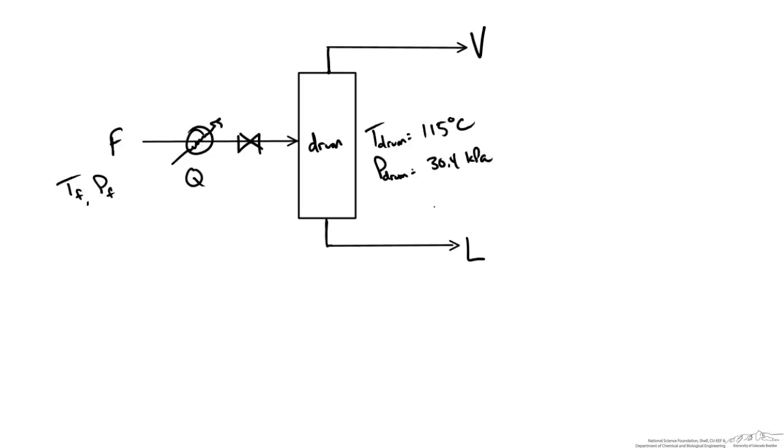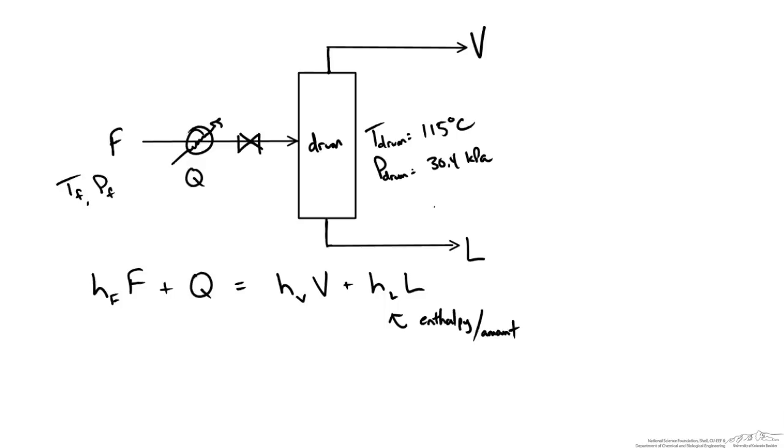So when we look at our flash tank, we could do an overall energy balance. And that says that the enthalpy of our feed times our feed flow rate plus any energy we add to it must be equal to the enthalpy of our vapor stream times our vapor flow rate plus the enthalpy of our liquid stream times our liquid flow rate. And of course, this is enthalpy per amount.